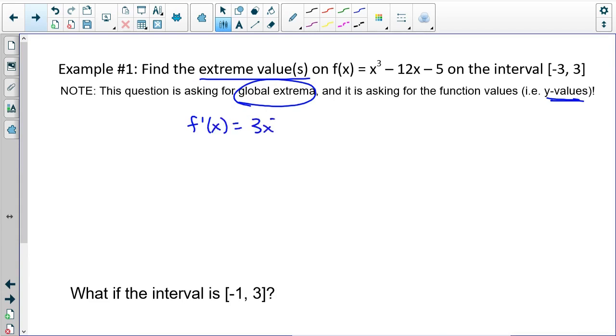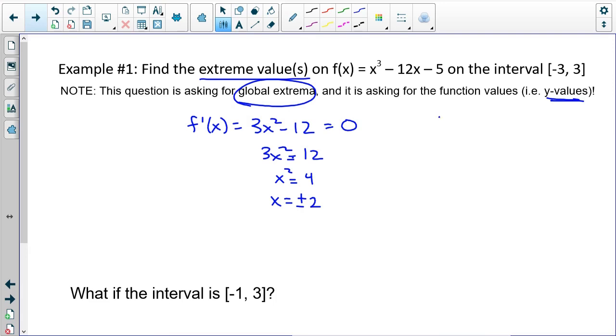So I get 3x squared minus 12. And I want to set that equal to 0 in order to find critical points. So when I do that, I get 3x squared equals 12. Divide by 3, x squared equals 4. So I get x equals plus or minus 2 when I take the square root. Remember, plus or minus when you take a square root.